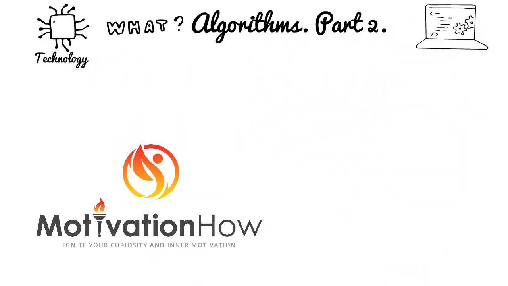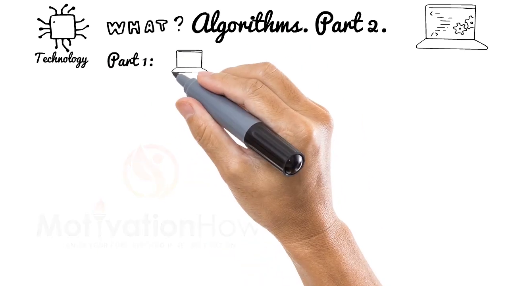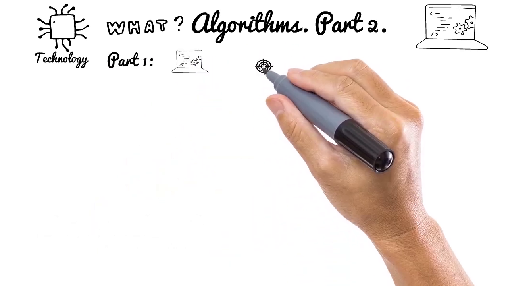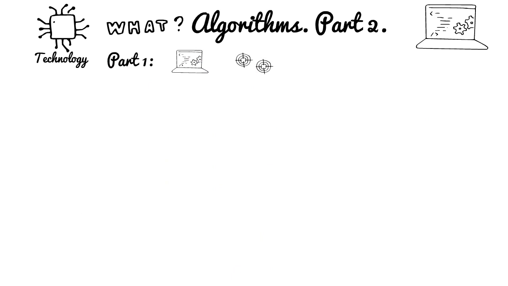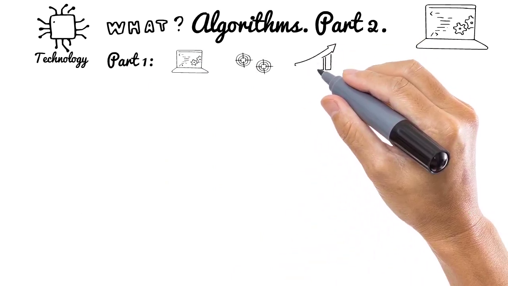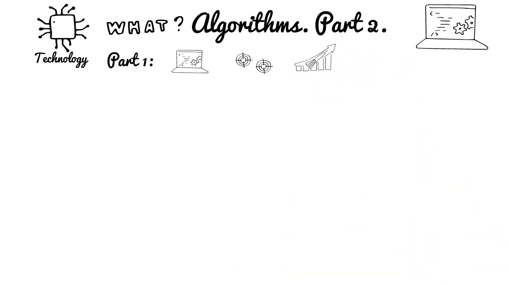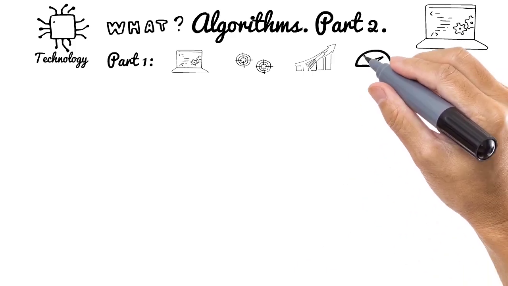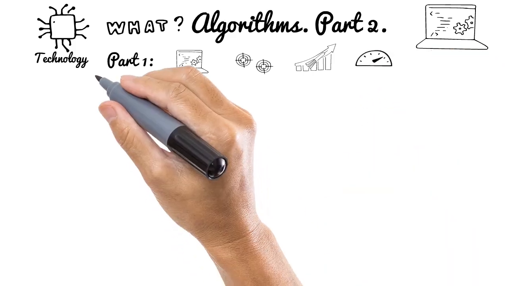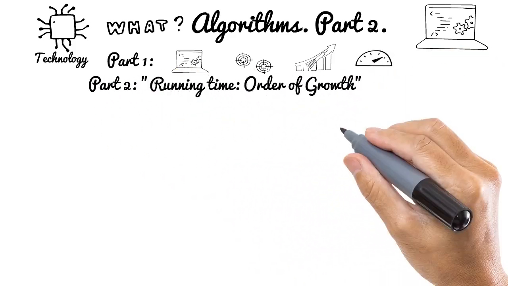In the first part, we started discussing algorithms and different goals for different people when developing algorithms, as well as what is considered to be an effective algorithm, with a focus on faster running time. Let's move to the next topic: running time, order of growth.